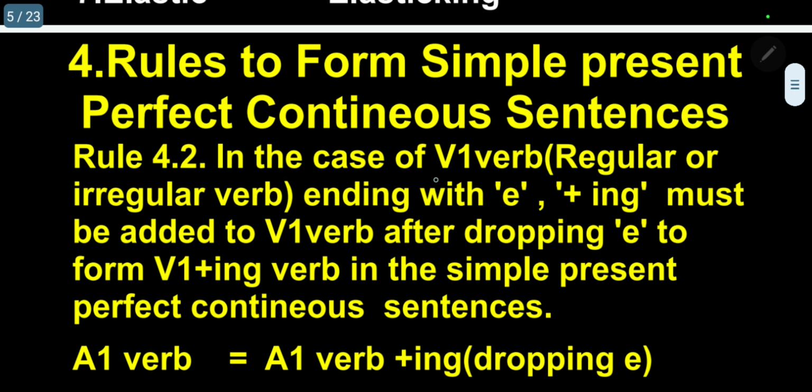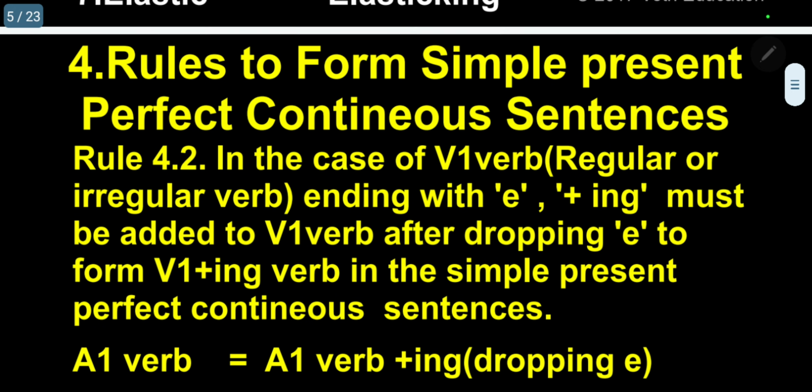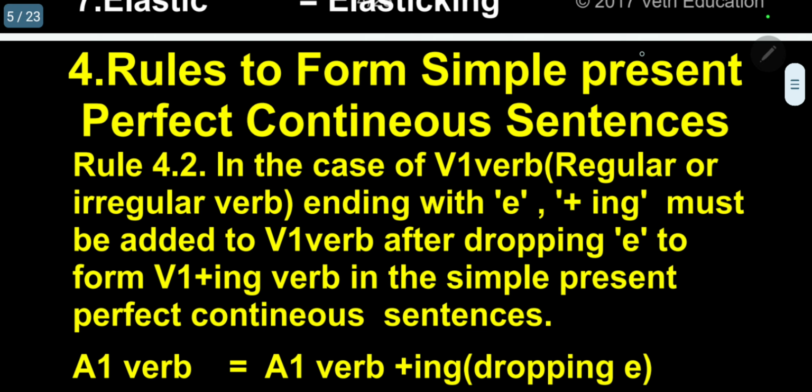4.2. In the case of a V1 verb, regular or irregular, ending with E, please follow: ing must be added to the V1 verb after dropping E, to form the V1 plus ing verb in the simple present perfect continuous sentences. So let me take a specific example, so you understand. V1, V2, V3.